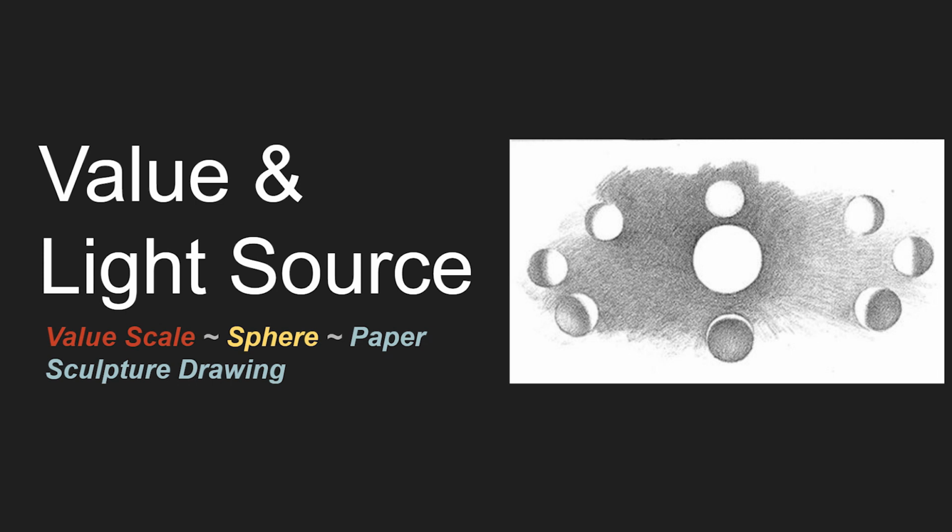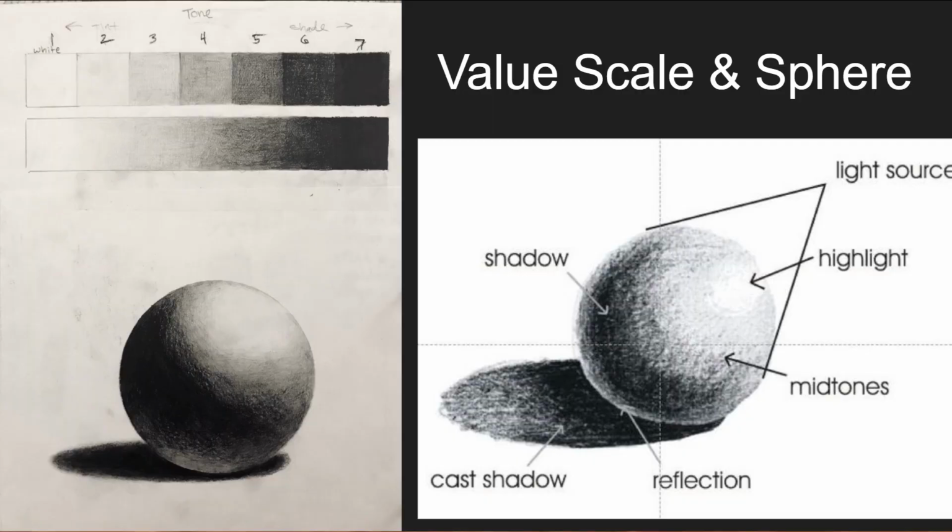In this tutorial, I'm going to teach you about value and shading. So value in art means how light or dark a color or tone is. Colors have value too, but the easiest way to think about it is in black and white. So that's how we're going to start, with graphite, doing a value scale and a sphere showing the light source.